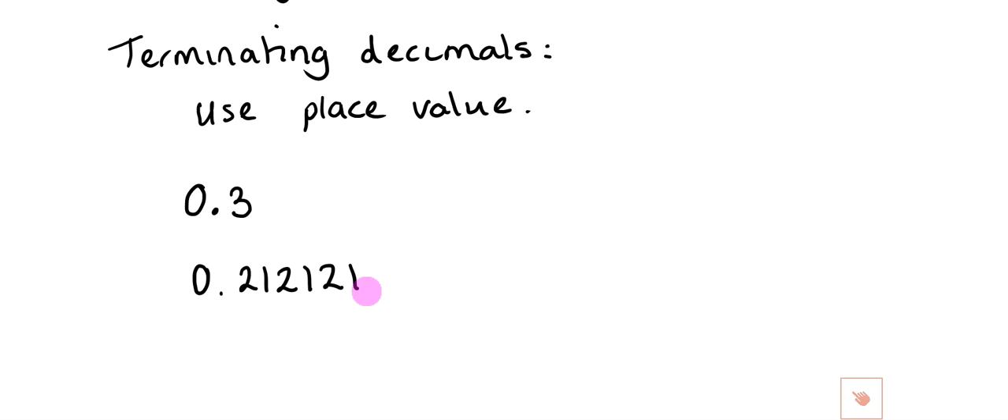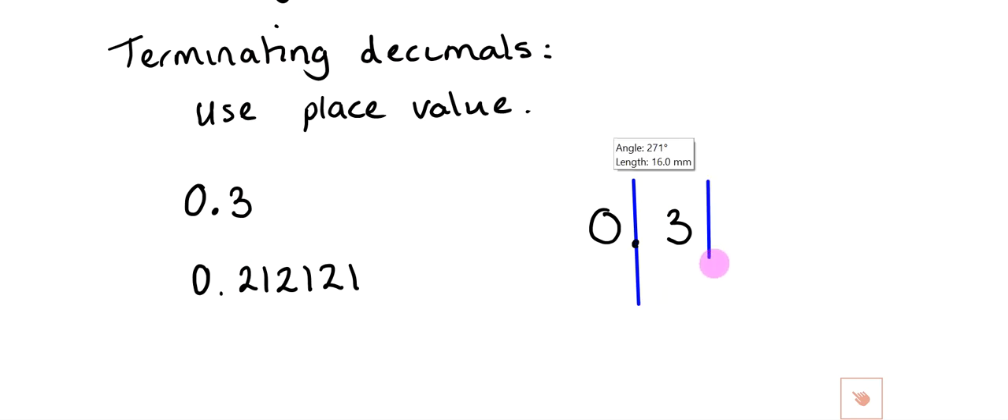Alright, so who can tell, what do I mean? So I'm just going to write a figure 0.3. What do I mean by use place value to turn this into a fraction? Because if you put them into columns, yeah. So I'm just going to put a line down through the decimal points.